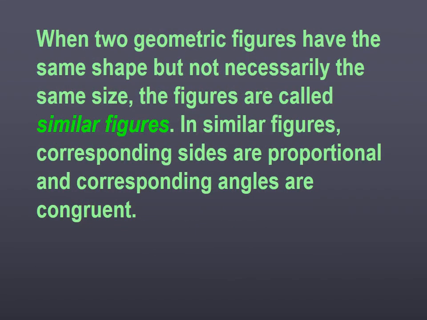When two geometric figures have the same shape but not the same size, think about triangles. They're both triangles, but they don't have the same size. They're called similar figures. The corresponding sides are proportional, so they'll have the same number of sides, and the corresponding angles will have to be congruent.